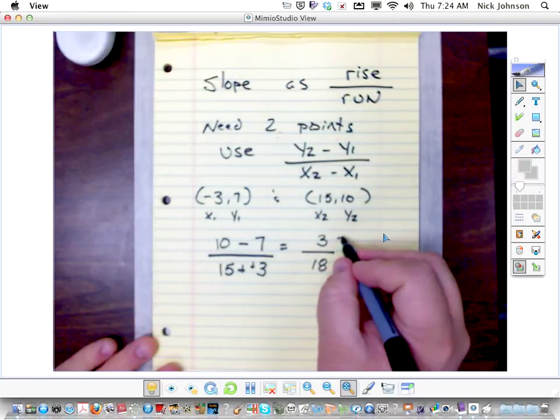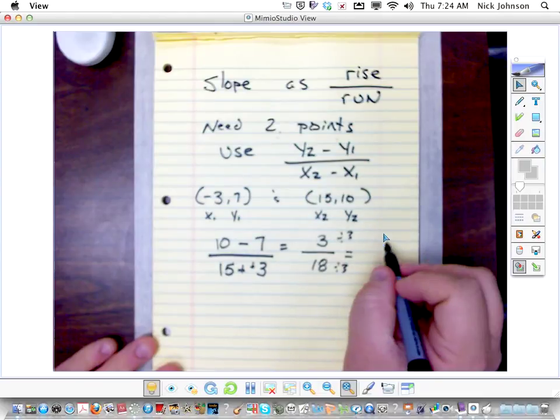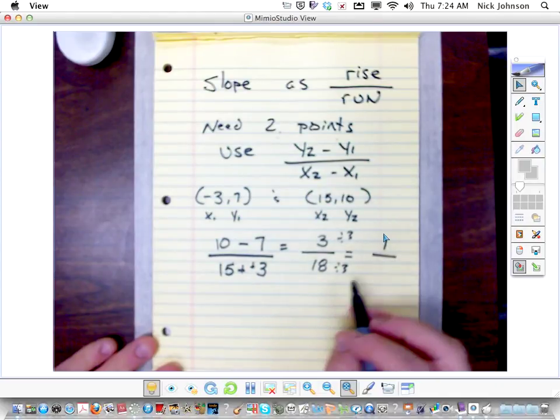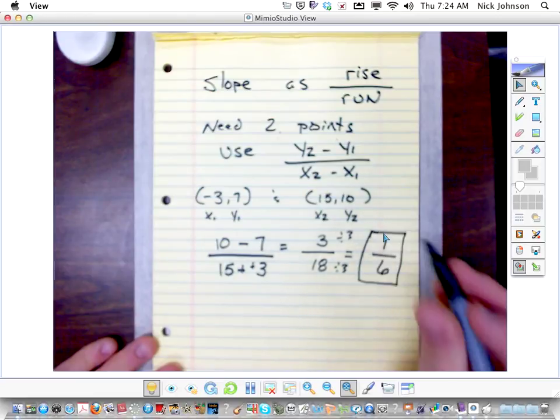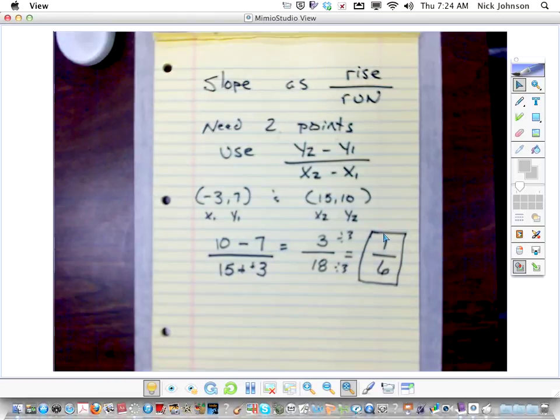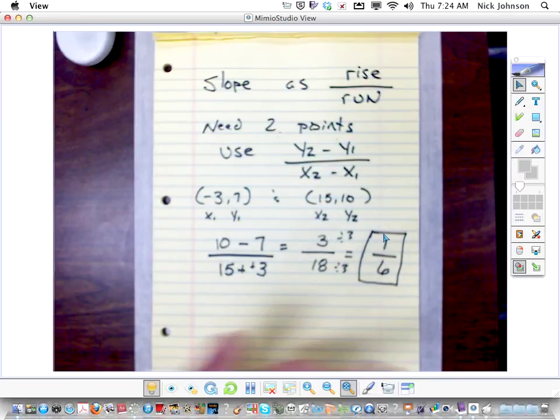To reduce that down, 3 goes into both of these evenly. 3 divided by 3 is 1. 18 divided by 3 is 6. So the slope of that line containing those 2 points has a slope of 1 over 6. That means it has a rise of 1, has a run of 6.